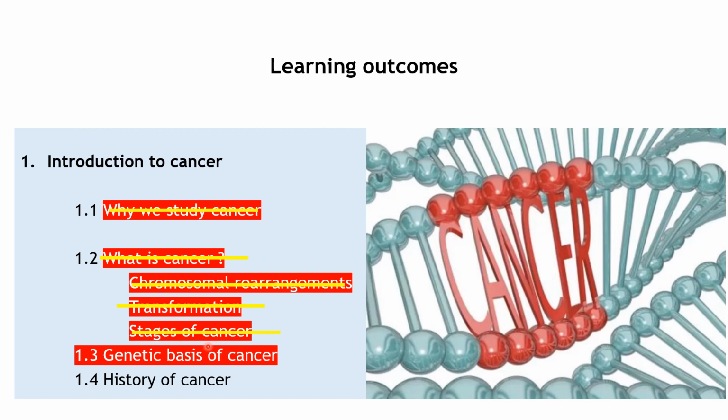So now we're going to focus more on the genetic components, and we're going to talk about oncogenes. What is an oncogene and why is this important, and then we will talk about tumor suppressors. So let's start.